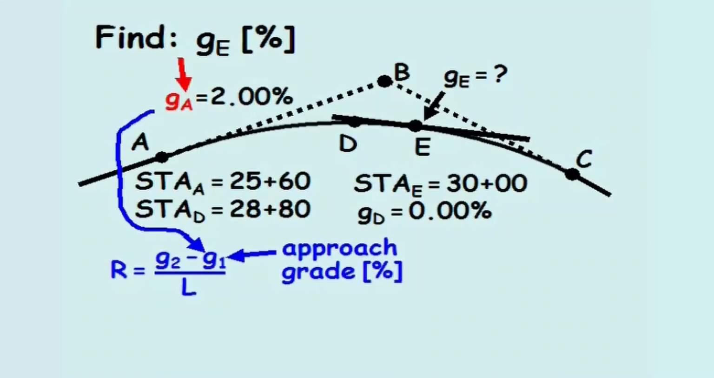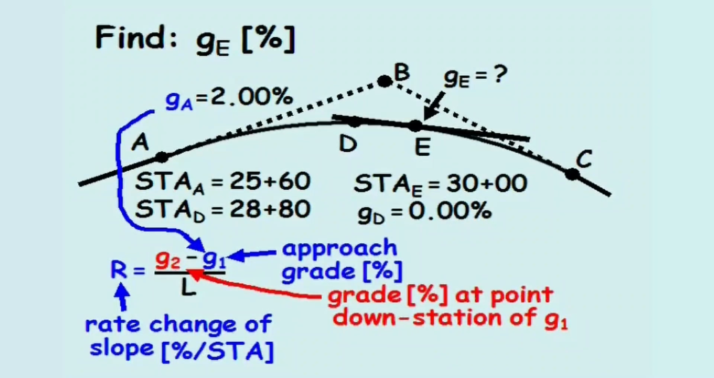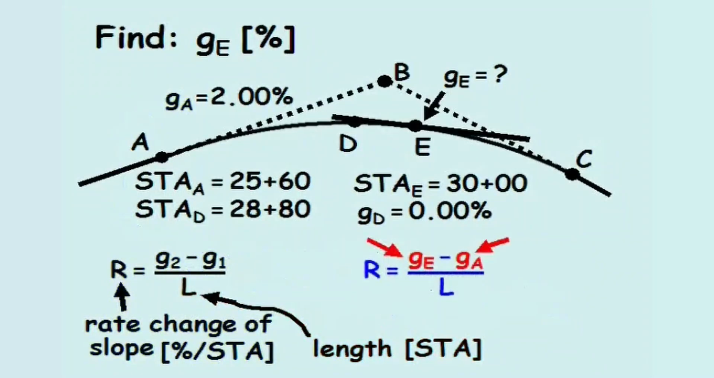The variable r is the rate change of slope in units of percent per station. Variable g2 refers to the grade or slope of the curve down station from the point used for grade g1. And L refers to the length between the 2 points used to take grades g1 and g2. For example, if g1 is the grade at point A and g2 is the grade at point E, then the length L will be the length from point A to point E.